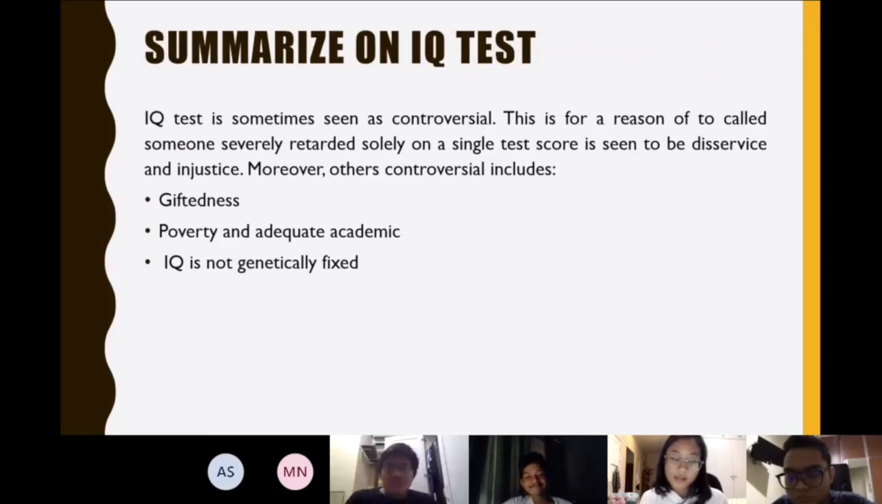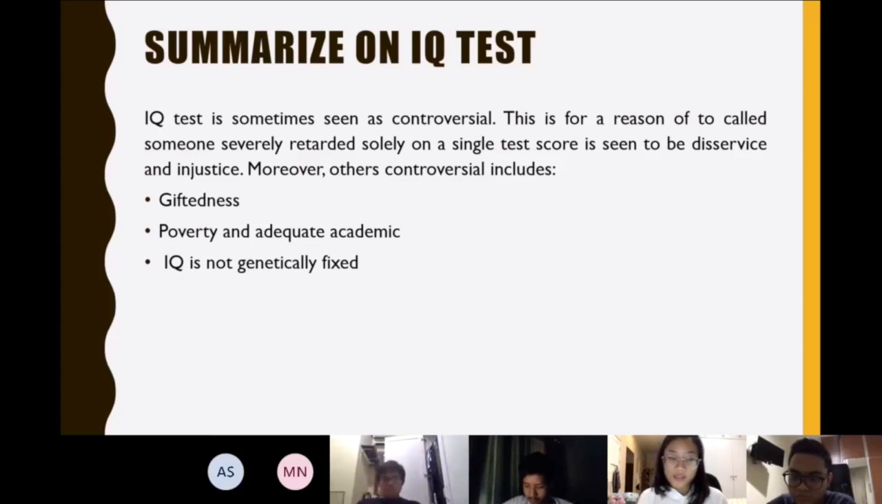So the next slide is about a summary of the IQ test. Basically, the IQ test is sometimes seen as controversial. Why? Because calling someone severely retarded solely on a single test score is seen as a disservice and an injustice.